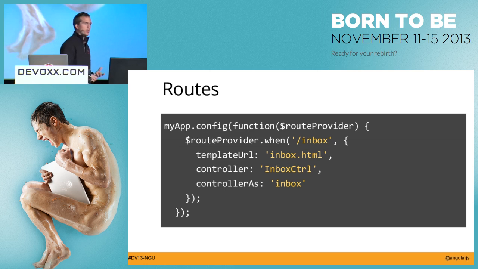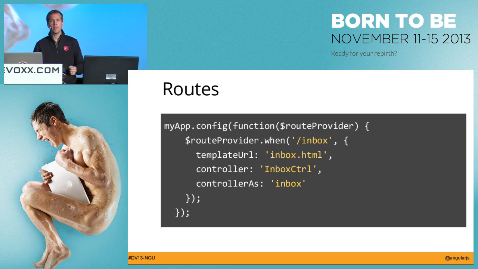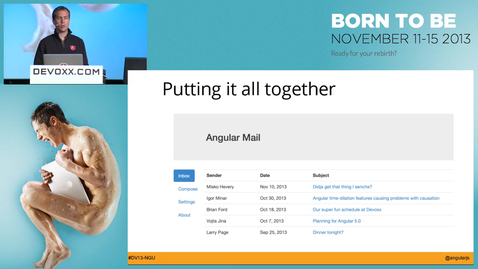So to put this into sort of real app terms, we're going to go see an application that's kind of my plan for retirement, how I'm going to take over the world with my mail app, because Gmail is getting kind of old now. So if we wanted to say that when in the URL path we see /inbox, we want to load a template called inbox.html. We want to create a controller called InboxController, and we want to expose it as inbox.